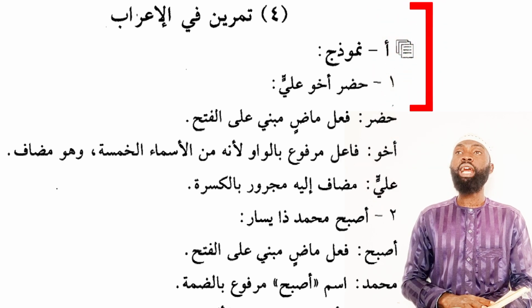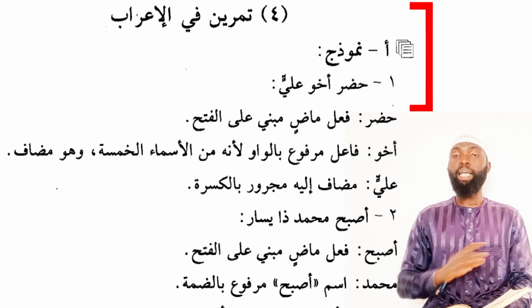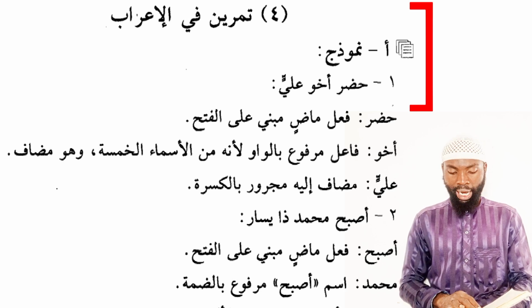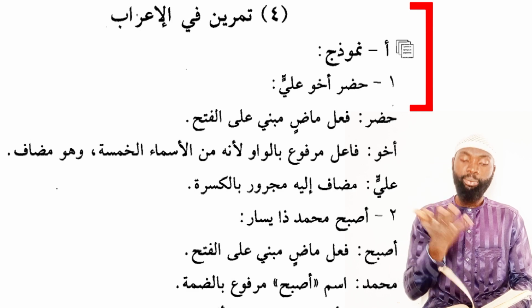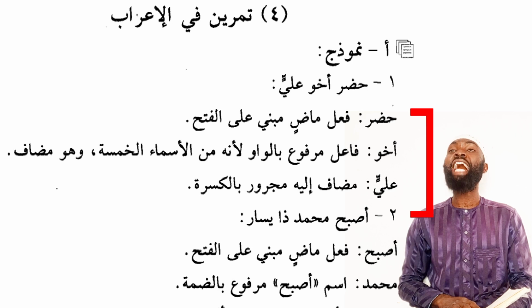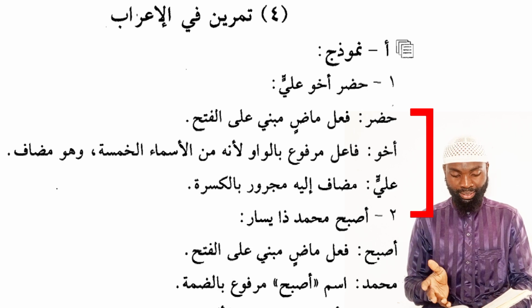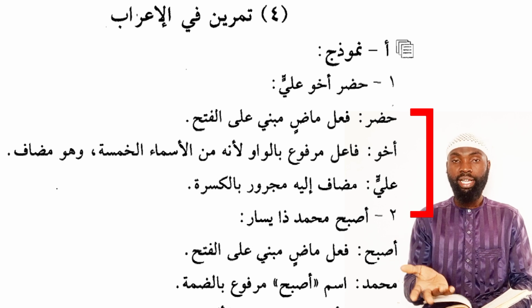Tamrinun fil i'rab. We have exercises on grammatical analysis. We have namudhaj, a sample. The sample says hadara akhu aliyin. Ali's brother attended. Hadara, we know is fi'l madi on the fatha. Then akhu is fa'ilun مرفوع وعلامة رفعه الواو لأنه من أسماء الخمسة. Can you see. وهو مضاف وعلي مضاف إليه مجرور.